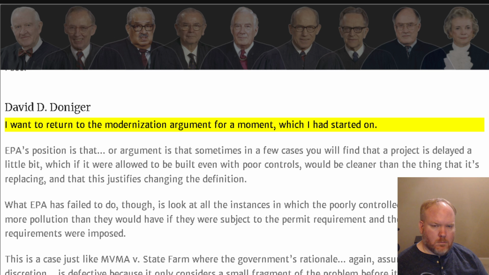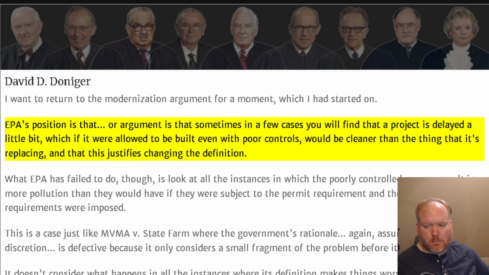I want to return to the modernization argument for a moment, which I had started on. EPA's position is that sometimes, in a few cases, you'll find that a project is delayed a little bit, which, if it were allowed to be built even with poor controls, would be cleaner than the thing that it's replacing, and that this justifies changing the definition.